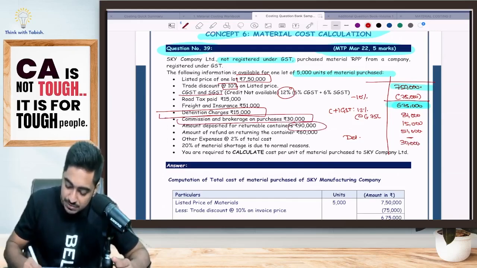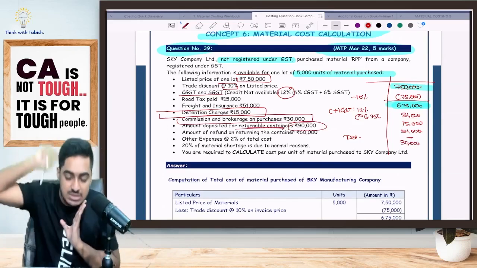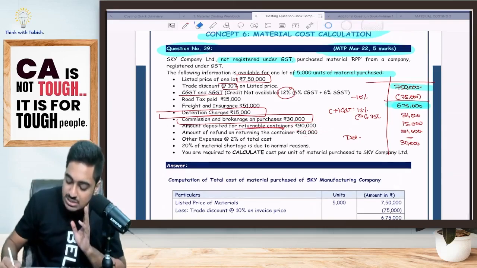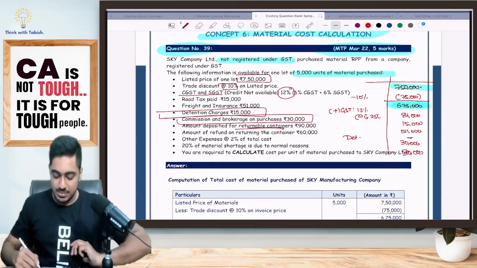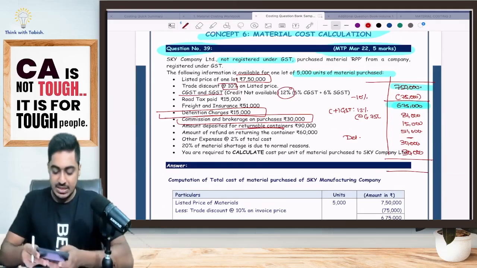Amount deposited for returnable container. I wanted some container. For that, how much I deposited? 90,000 I deposited. In that, how much I got back? 60,000 I got back. That means what is my cost? 30,000 is my cost. Yes or no, everyone? Perfect. That means if you add all the items till now, how much are you getting?